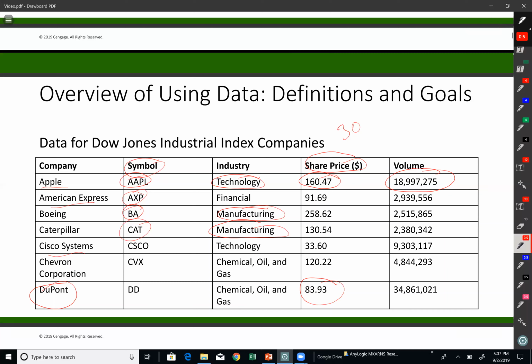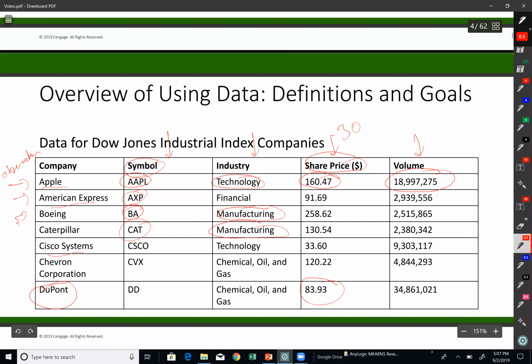So let's go back to the previous concepts. We talk about variables. So in this case, these are the things that are variables. One, symbol is a variable. Industry is a variable. Share price is a variable, and the volume is a variable as well. So these numbers do change. And observation, each row here represents an observation.